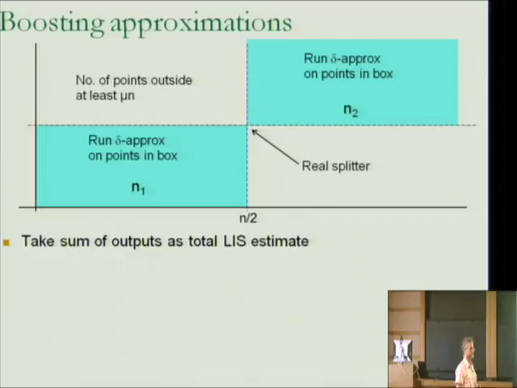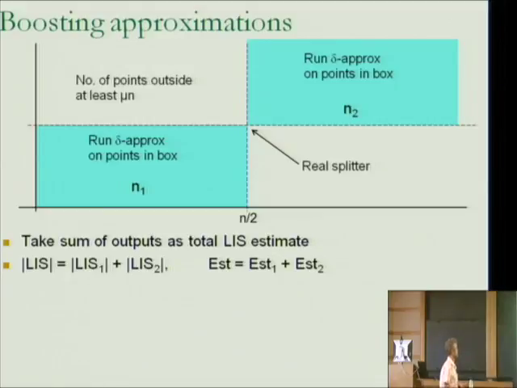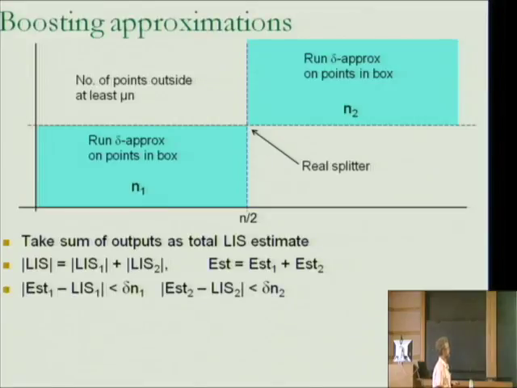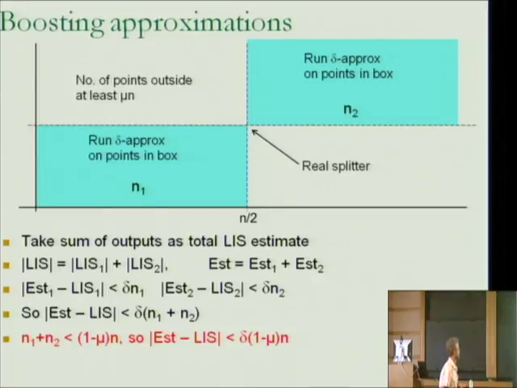Suppose we had the real splitter for the moment. If I had my hands on the real splitter, I run the weaker approximation algorithm on the left box and on the right box. So that gets me a delta approximation. Remember, delta prime is less than delta. So the LIS is this, and the total estimate is just what you get here. We know the estimate is within delta N1 of the estimate on the left, and on the right, it's within a delta fraction. So if I add up the estimates, then the estimate is within a delta fraction of N1 plus N2.